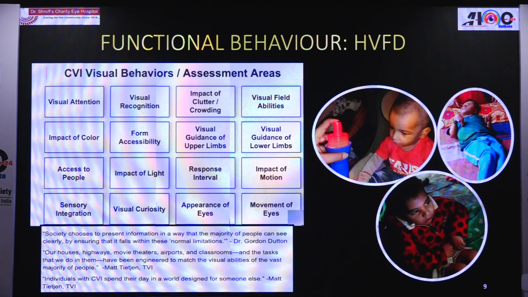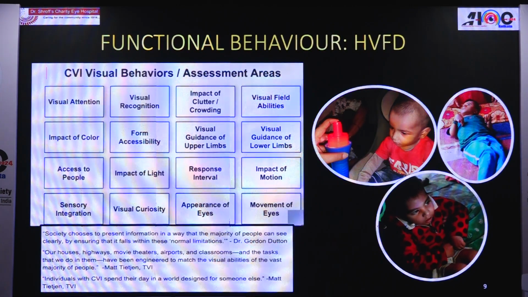Visual field abilities: they would have both peripheral and central field difficulties, which would impair their visuomotor coordination. Mostly it is known that the inferior field is affected. However, children may also prefer only right gaze or only left gaze, and that would be their gaze of preference, and they would try to look to that side. Now color: they would always prefer solid colors, no patterns or clutter. Form accessibility is there, where they cannot identify the exact form of different objects. If a cup is given to them, they will identify their own cup, but a similar cup given to them, they will not identify as theirs.